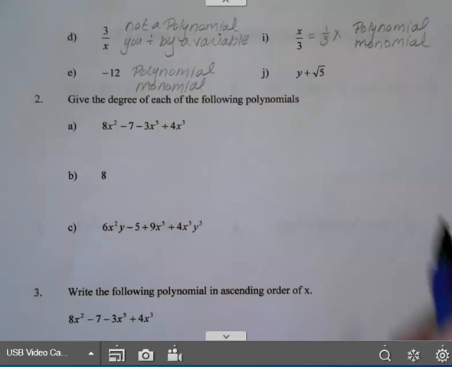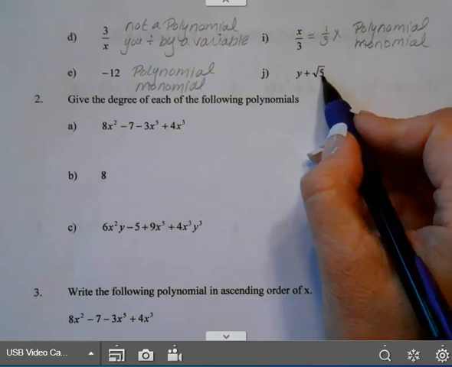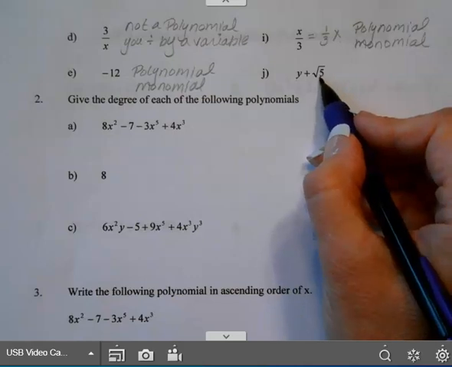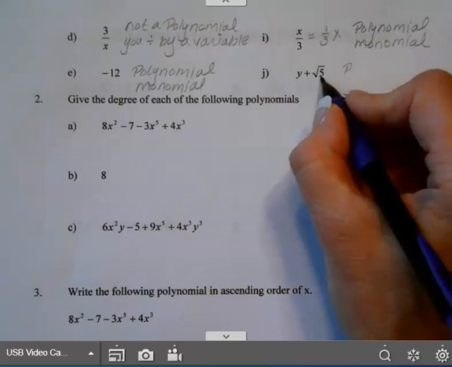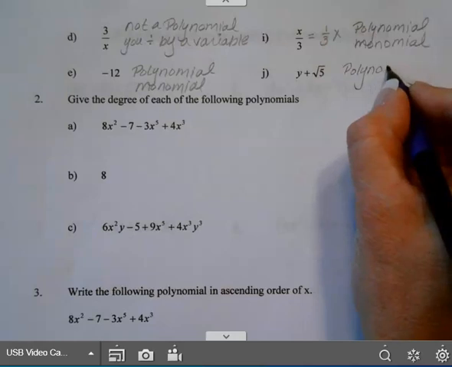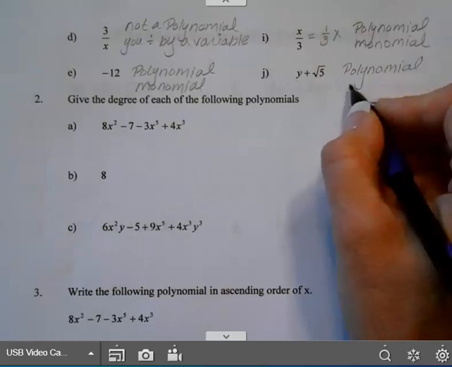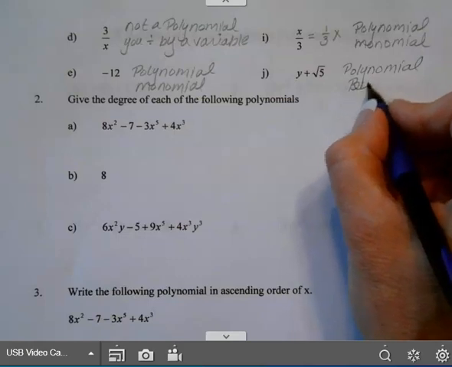And this last one, I have y plus square root of 5. Now I said you couldn't have a radical with a variable because that meant the variable had an exponent that was not a whole number. However, this is not a variable. Square root of 5 is just a number. So since it's a number here and not a letter, this is a polynomial. And there are 2 terms because I have a plus sign. So this would be a binomial.